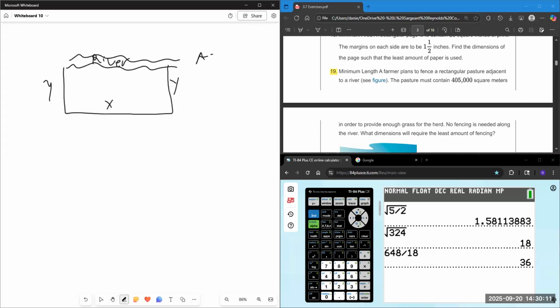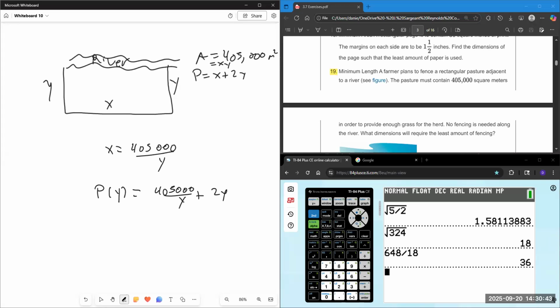So area of the pasture is 405,000 square meters. And perimeter here is x plus 2y. This area is x times y. So x is equal to 405,000 divided by y, and P of y is 405,000 divided by y plus 2y.